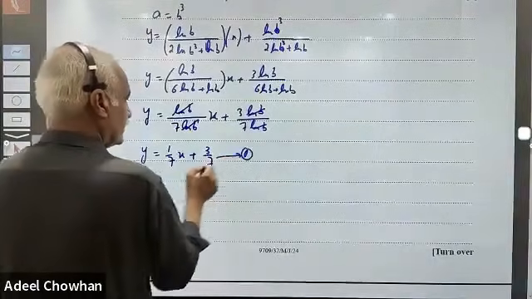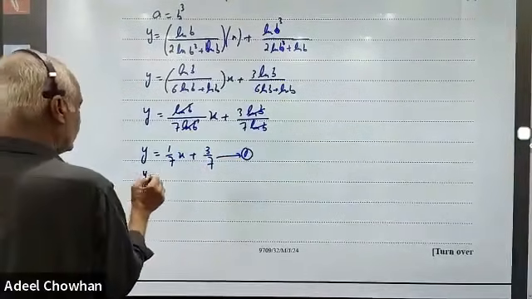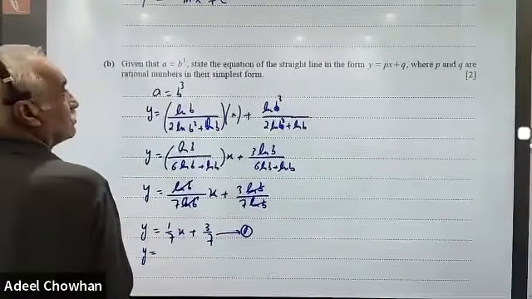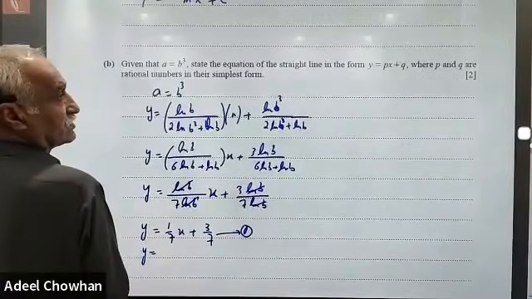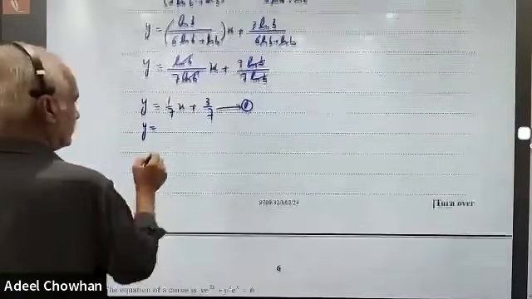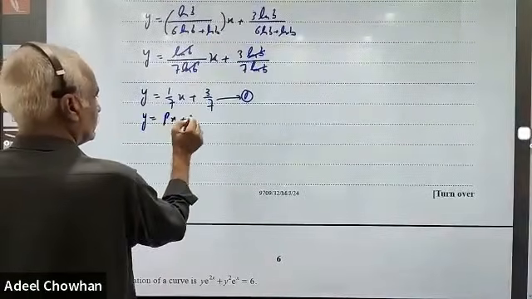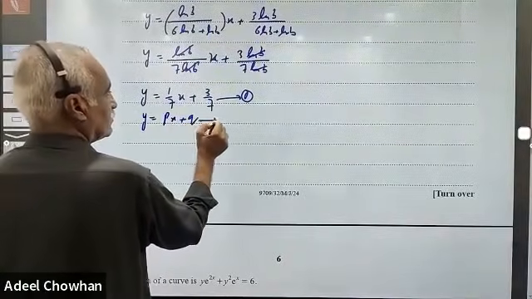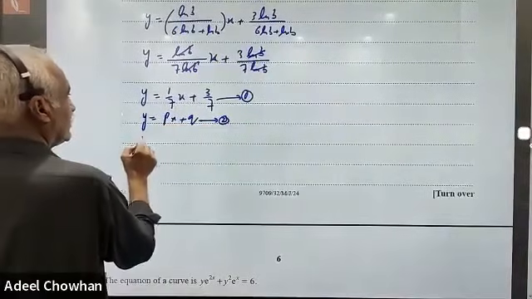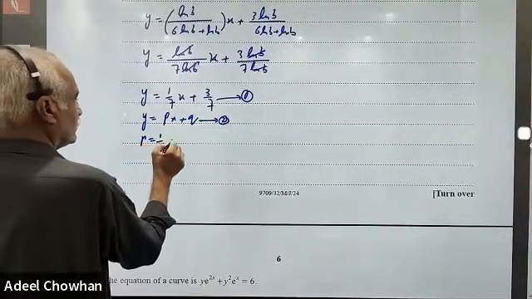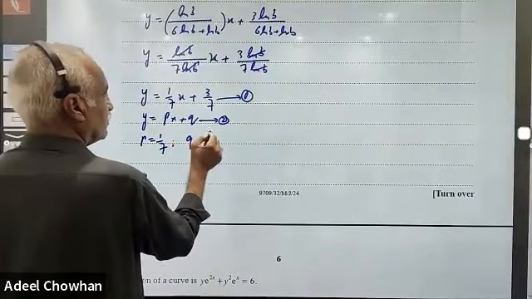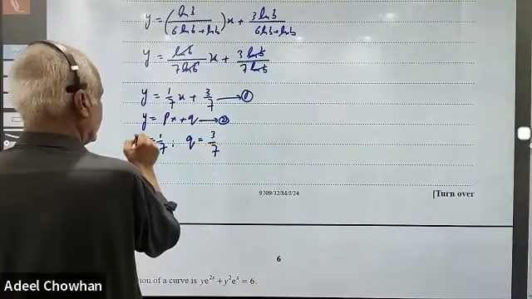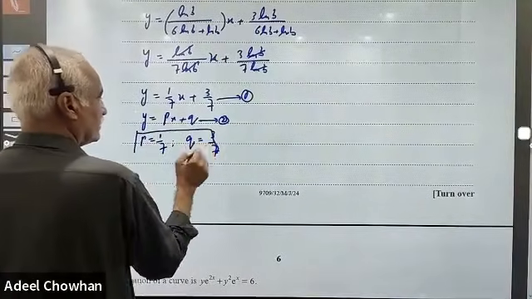Expressing it as y is equal to px plus q, the p value is equal to 1 over 7 and the q value is equal to 3 over 7, which are the rational numbers there.